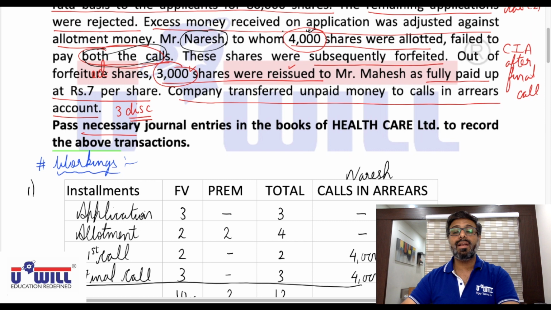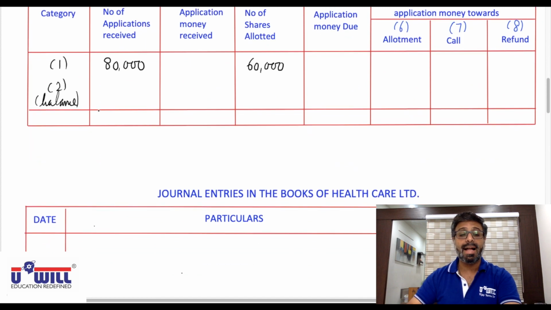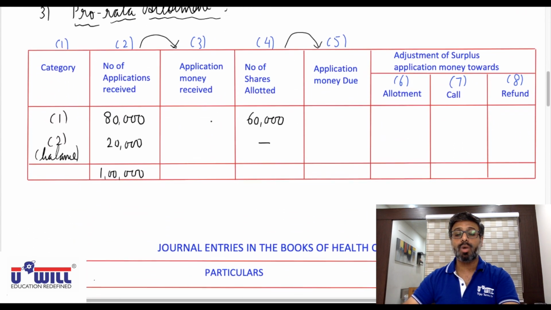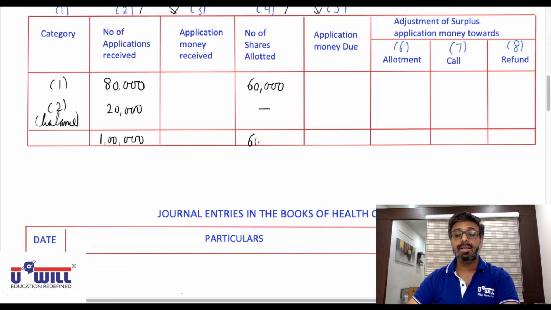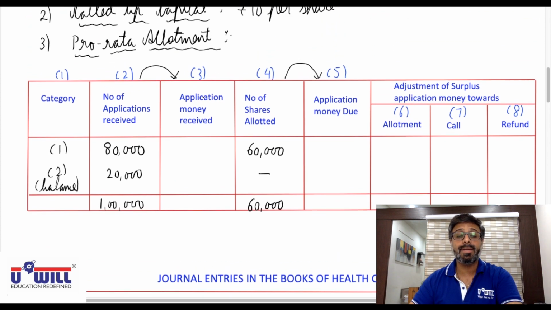So total, okay, you can see the remaining applications were rejected. So what are the remaining? Total applications received 1 lakh. 1 lakh minus 80,000, 20,000 are rejected. Rejected means no allotment is done. Shares issued are 60,000, so total allotment is only 60,000. So these are the two categories. If any confusion, rewind the video and listen to it once again.